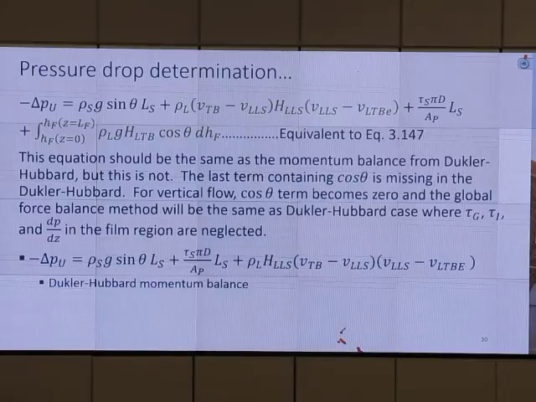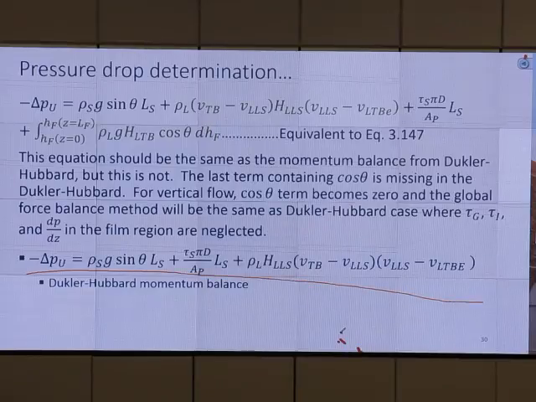Delta PU is rho g sin theta ls, tau term, and minus delta P mix. So this is equivalent to double Hubbard. And the green term is delta P mix. So it's like an acceleration term. But if you look at the double Hubbard momentum equation, 3.174, if we express delta P mix, 147, we have this form, right? So that's double Hubbard. Double Hubbard doesn't have that term.